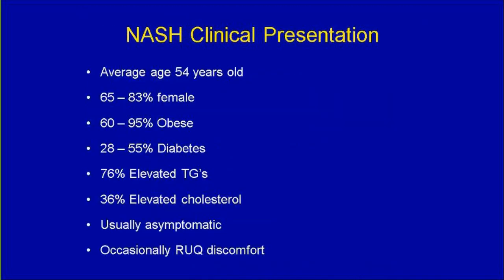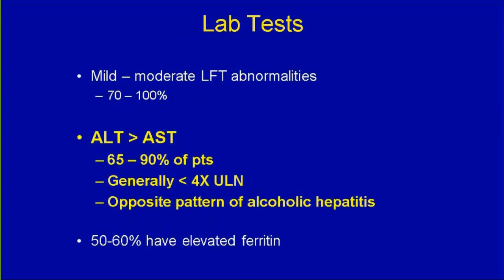In terms of NASH clinical presentation, again, tends to be overweight women, a lot of diabetes, a lot of hyperlipidemia, especially triglycerides. And again, most of the time they're asymptomatic unless they've read the Internet. If they've read the Internet, they're going to have 1,000 symptoms and signs that the Internet tells them they're going to have. We do not see much right upper quadrant pain with fatty liver. We tend to see a lot of right upper quadrant pain after fatty liver is diagnosed. But again, at least theoretically on the Internet, it says that you can get abdominal pain.